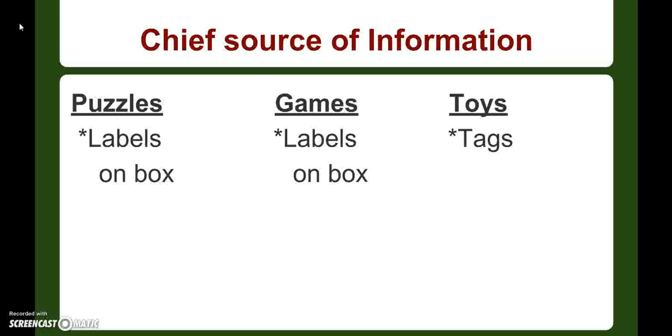Most of the information you will need will be found on the box for puzzles or games. You may need to look on the bottom of the box or on the inside cover. Video game information can also be found on an inside information sheet in the case. Toys often have tags attached to them, or you could find the information on the package it came in.